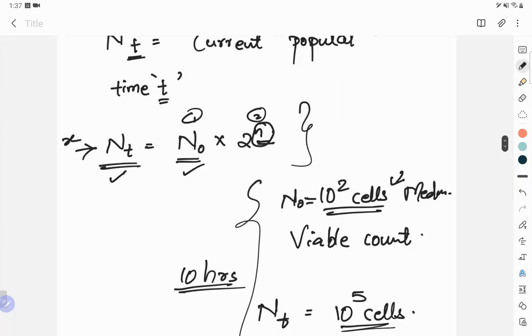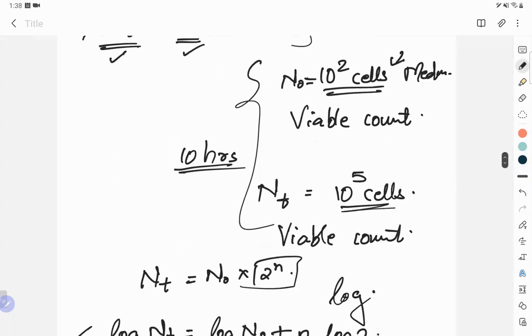For that, we said that you have an expression NT equal to N0 into 2 raised to n, wherein N0 is your initial cell number, NT is the cell number at time T, and in 2 raised to n, n stands for the number of generations. We took an example wherein at the beginning of the study you had 100 cells, which is 10 raised to 2 cells, and at the end of 10 hours you had 10 raised to 5 cells. So N0 is 10 raised to 2, NT is 10 raised to 5.